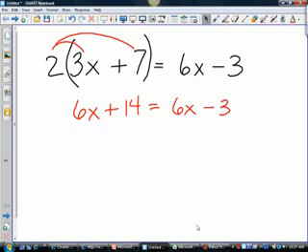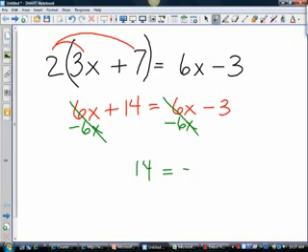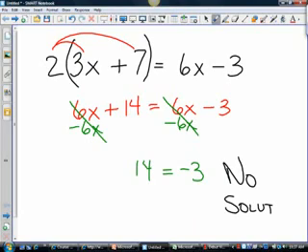minus 3. Now, at this point, you could, if you wanted to, add 3 to both sides or subtract the 14, you could. I'm going to go ahead and try to get rid of the x's and kind of combine those. So I have minus 6x here, minus 6x over here. What happens is those are both going to cancel out, and you're left with 14 equals negative 3, which 14 and negative 3 are not equal. When you get two things that are not equal, your answer is no solution.